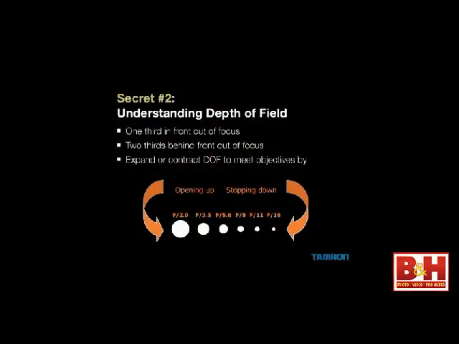All right, the next thing I want to discuss has to do with understanding depth of field. Now, depth of field is controlled by several different factors. One of the things that it is controlled by has to do with the focal length of the lens you're using. So, for example, a 24 millimeter lens has more depth of field than a 300 millimeter lens. So that's the first factor.